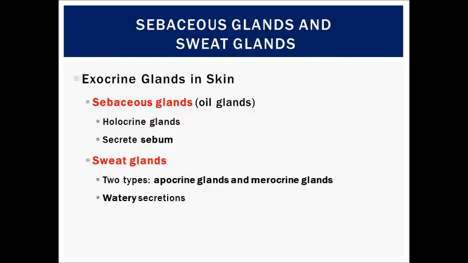Next accessory structure is the gland. The two exocrine glands in the skin are sebaceous glands and sweat glands. Sebaceous glands are holocrine glands, and they secrete sebum, an oily substance. Do you still remember the modes of secretions for exocrine glands? You may check back from our previous lecture in the basic tissues topic. Sweat glands have two types, apocrine and merocrine glands. Sweat glands secrete watery secretions.